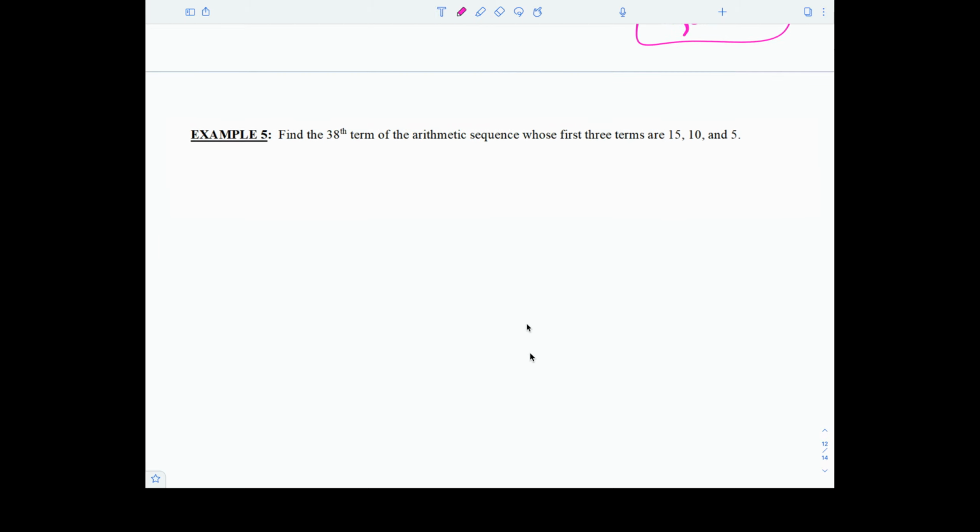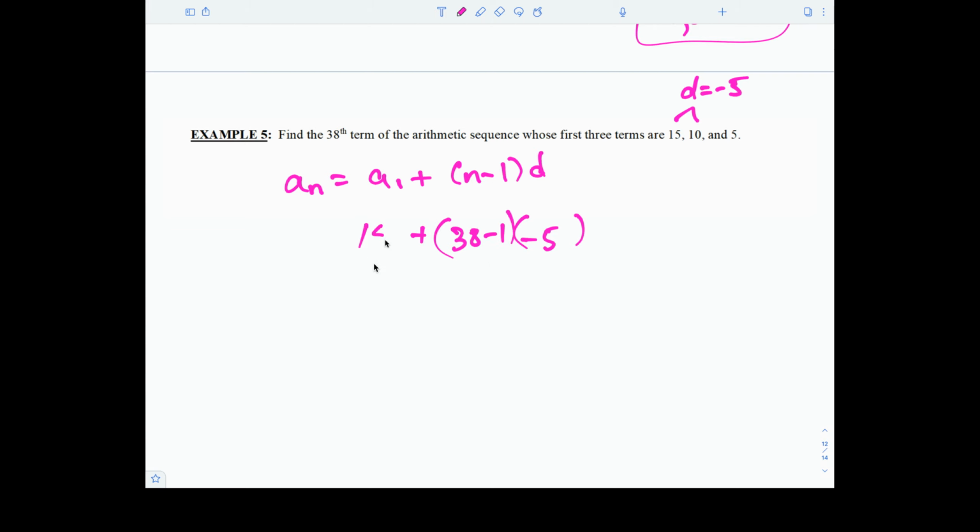Example 5. Find the 38th term of the arithmetic sequence whose first 3 terms are 15, 10, and 5. Okay, so if they're 15, 10, and 5, we know the difference here is -5. Notice it's dropping by 5, so it's -5. If the formula is a_n equals a_1 plus (n minus 1)d, we know the difference is -5, we're looking for the 38th term, and we know the first term is 15. Rock and roll. So this is 15 plus 37 times -5.